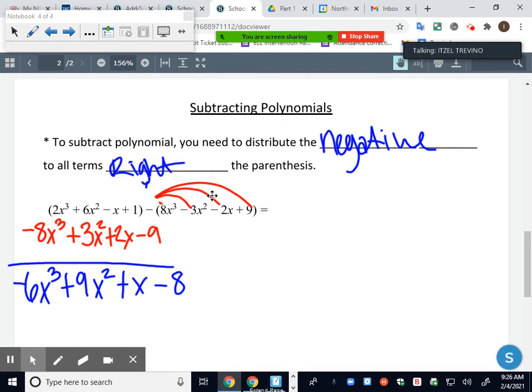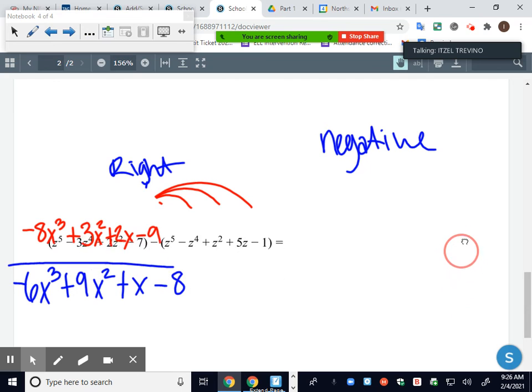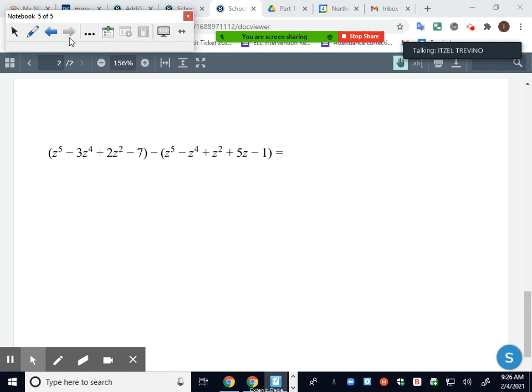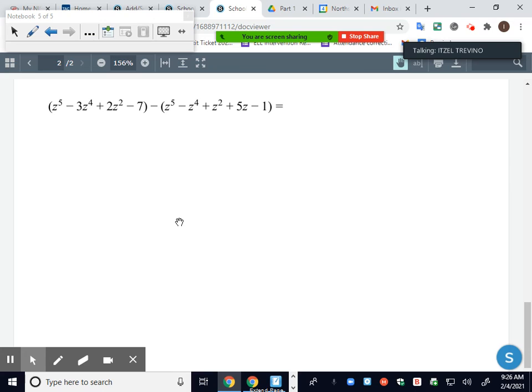So, let's see, we're almost done. So let's do something like this. It's a little longer than the one we had. Okay, but we can do it together. So in subtraction, what I'm going to do, I'm going to go ahead and distribute the negative to everything on the second parentheses. Okay, I'm going to distribute it to everything, and I'm going to write it underneath the first one. So I have z to the 5th power, and it's going to be minus z to the 5th power.